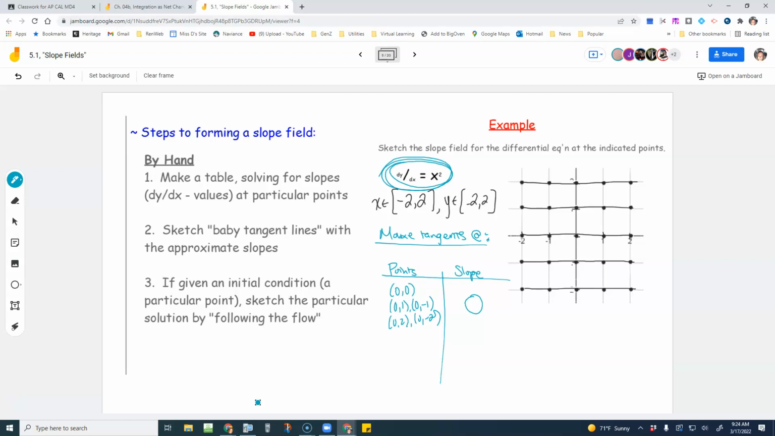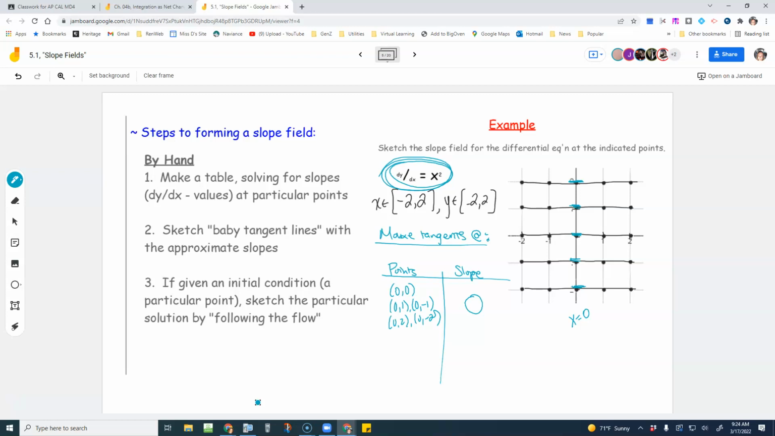But guys, hold on, slopes of 0, aren't they little flat lines? So if I was going to do a little baby tangent line with the approximate slope, just make them all flat. Does that kind of make sense? Because it's in terms of x, anything with x equals 0, anything along that line is going to have little baby flat lines. Great job. Let's use this and let's go ahead.